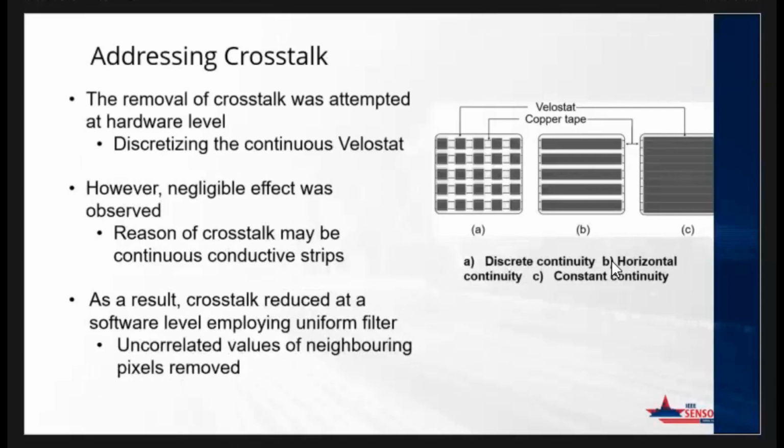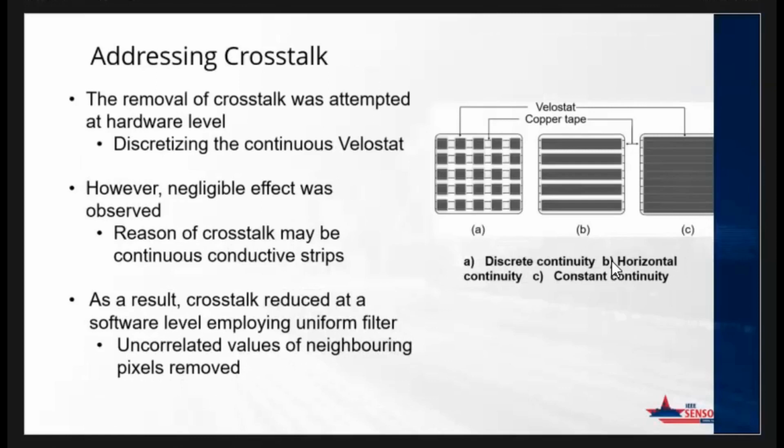One of the issues: we thought we could cut that continuous cross coppers and have a pixel-wise copper arrangement. Another idea was to put in all the horizontal and not the vertical. Another was to have a complete copper layer, and then let's see. So all of the hardware techniques to address this crosstalk failed. We couldn't get any improvement there.